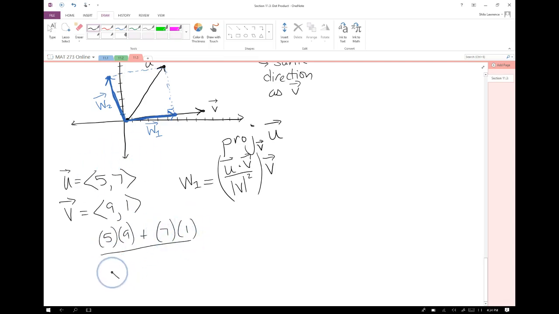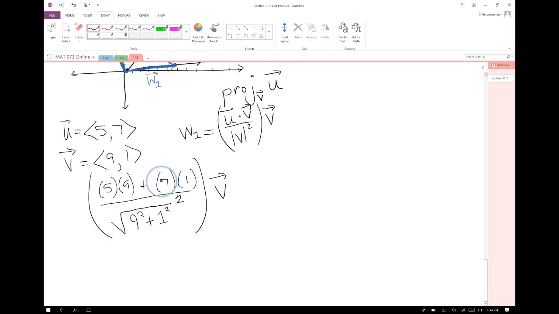In our denominator, we want the magnitude of v. Remember, the formula for magnitude has a square root, but then we're going to square it. So really, they're just going to cancel each other out and leave us with whatever that radicand is. But to do magnitude, we do the sum of the squares of our components. So this is going to be 45 plus 7, which is 52. 9 squared is 81, plus 1 is 82, and the square root and square cancel each other out.